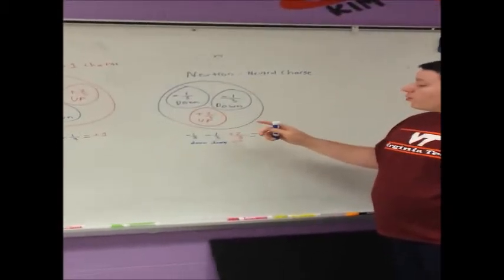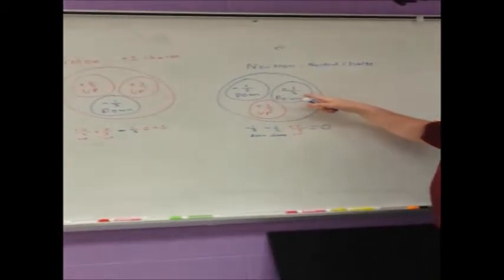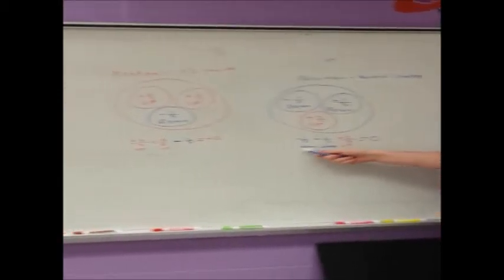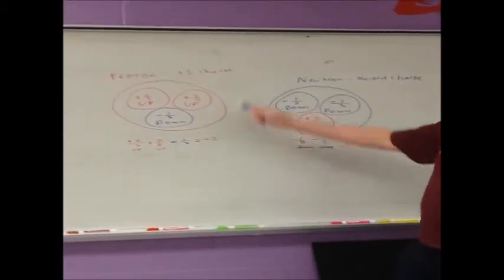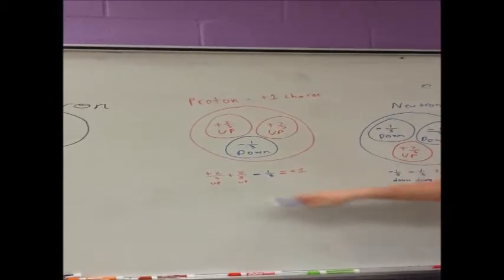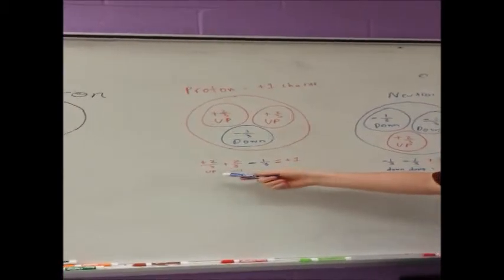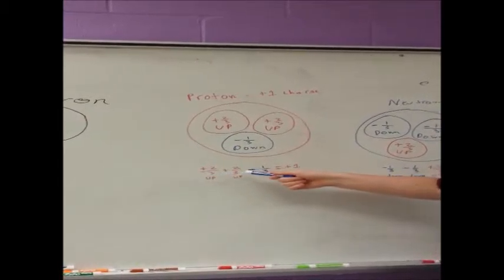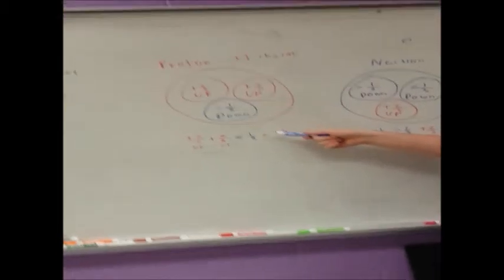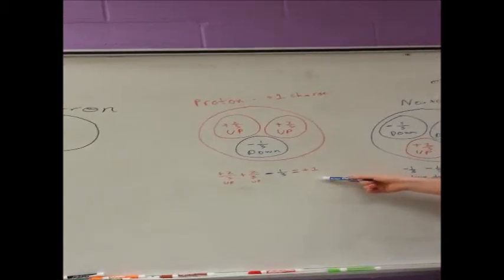A neutron has 2 down quarks and 1 up quark. Each down quark has a minus 1/3 charge, while each up quark has a plus 2/3 charge, making for an overall charge of 0. On the other hand, a proton has 2 up quarks and 1 down quark, making for an overall charge of plus 2/3 making 4/3, and then minus 1/3 to get 3/3, or a plus 1 charge.